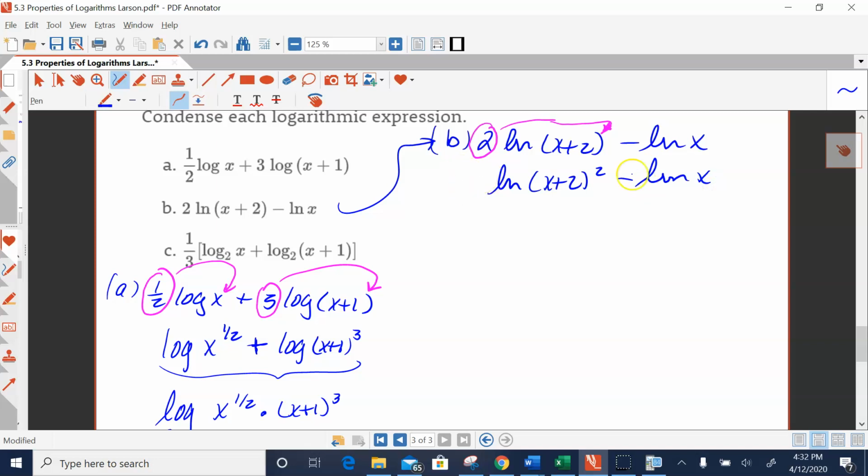I don't have any more coefficients, so now I'm going to look at the operation. Here we have a subtraction, so that means they were originally divided. So when I combine those two together, I'll have ln of x plus 2 divided by x. Subtraction means you take the first argument divided by the second argument. And there it is, completely condensed into a single logarithm.